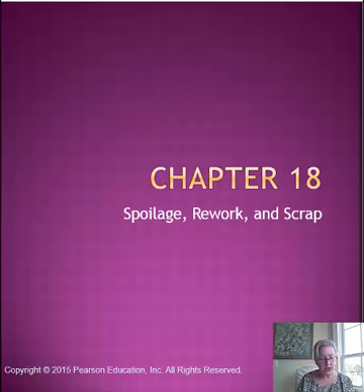So we're talking about companies who take raw materials and process or manufacture them into some type of good. Well, we've got these terms that we need to know, and they are spoilage, rework, and scrap. Those three words are sometimes used incorrectly because folks don't know there's a difference between them. Sometimes they're used interchangeably, and they definitely do not mean the same thing.